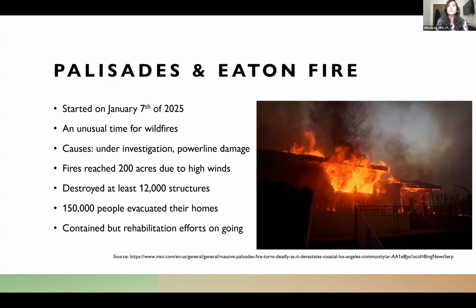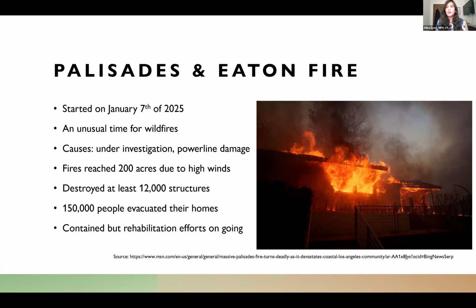So before I start giving details on wildfire basics and causes, I want to go over the most recent Palisades and Eaton fires that began in California from January 7th of 2025. They are being considered to be two of the most destructive wildfires in California wildfire history. This was also quite an unusual time for a wildfire disaster to occur, since wildfire season occurs in California during the fall of each year.